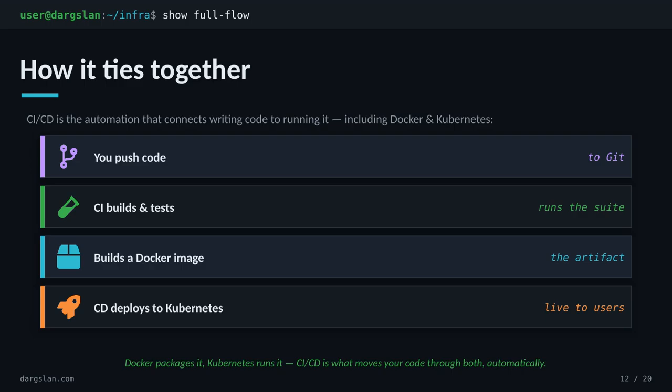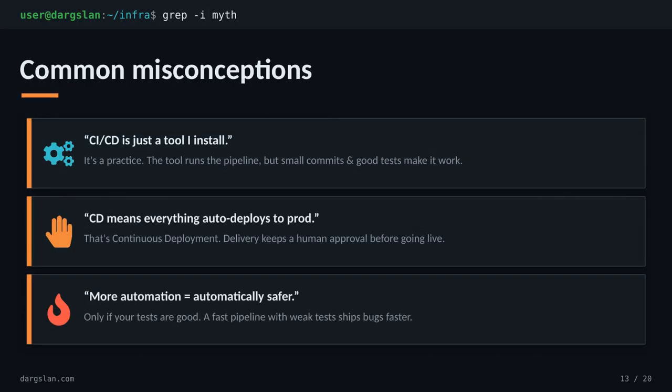repeatably, automatically. Now, before we go further, let's clear up a few myths that trip people up. First, CI/CD isn't something you just install. The tool runs the pipeline, but it's small commits and solid tests that actually make it work. Second, continuous delivery doesn't mean every change rockets straight to production. That's continuous deployment. Delivery still keeps a human in the loop. And finally, more automation isn't automatically safer. If your tests are weak, all you've done is ship bugs faster.